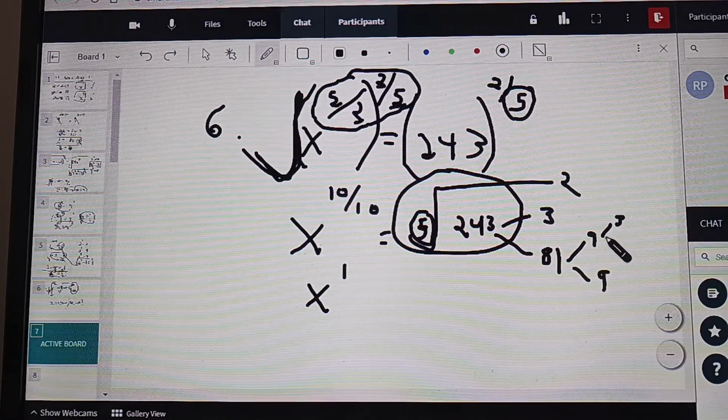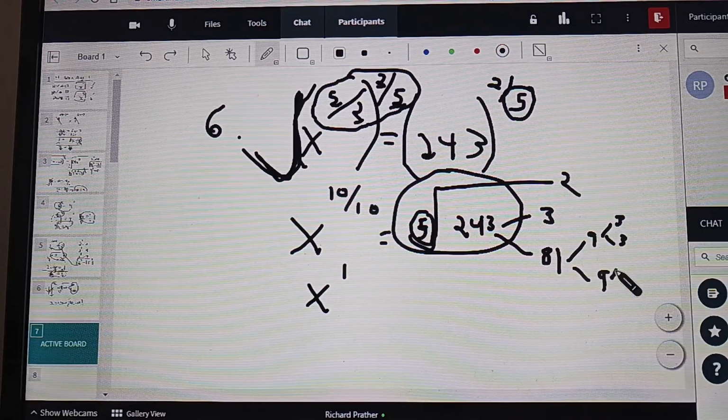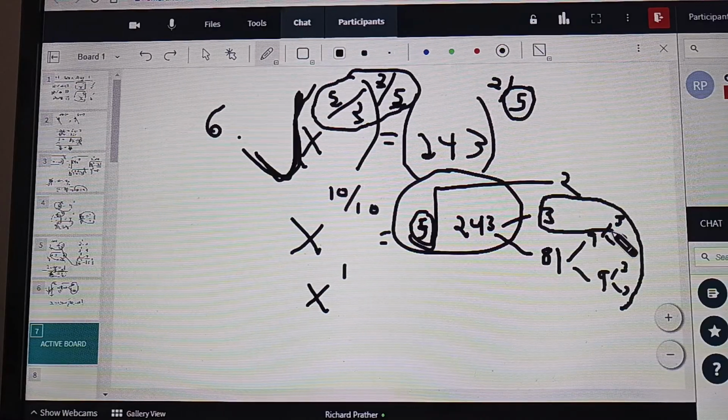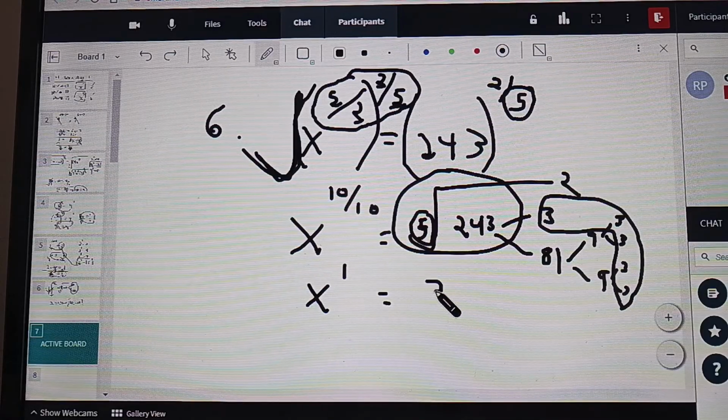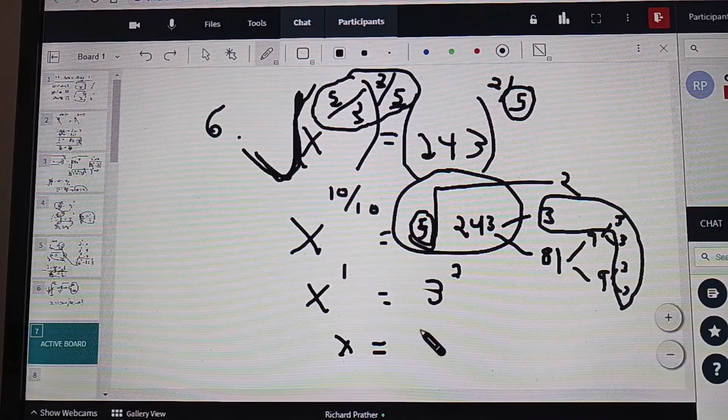And luckily, I'm going to get 5 things because each of these 9s is 3 times 3. It takes all 5 of these 3s just to bring 1 3 to the outside. And then you still have your square here. So the final answer is going to be 3 squared, or 9.